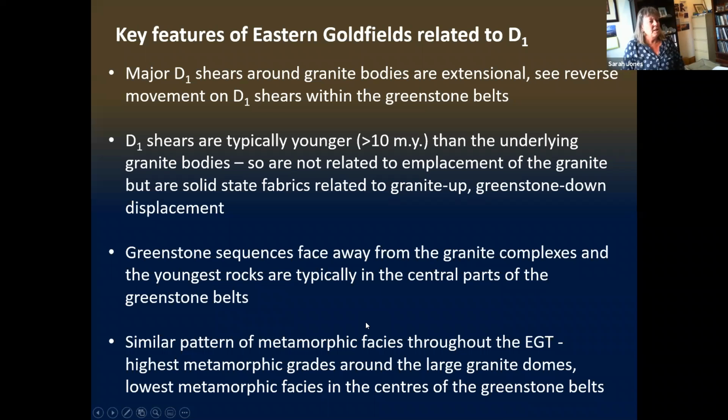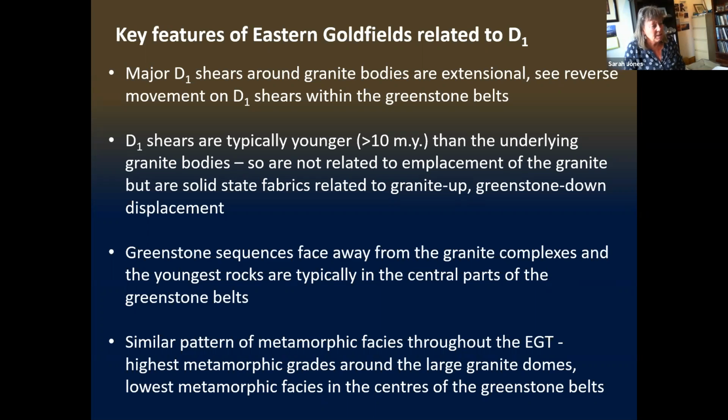So the key features that I think are related to D1: we said the major shears around the granite bodies, we see extensional kinematics on these shears, but we see reverse movement on the D1 shears within the greenstone belts. The D1 shears are typically younger, even up to 10 million years younger than the underlying granite bodies. So they're not related to emplacement of the granite, but they are solid state fabrics related to granite-up, greenstone-down displacement.